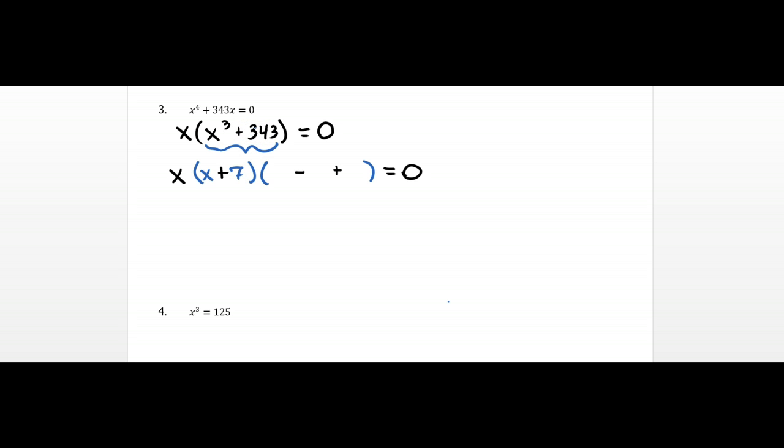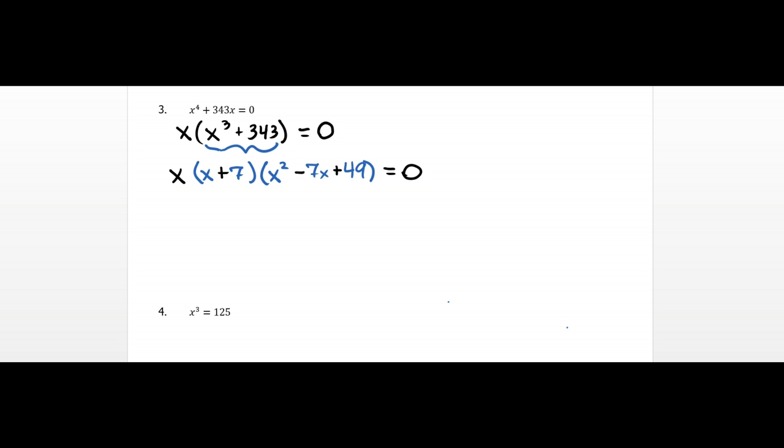And then to get our trinomial, we're going to square this x to get x squared. We're going to square the 7 to get a 49. That'll go at the end here. x times 7 is 7x. Okay, so this is how number 3 factors.